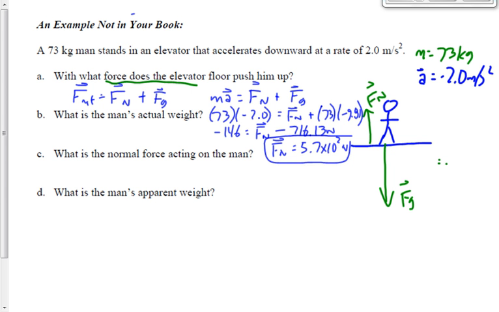The force of gravity we just found was 716. The normal force we just found was 570. The normal force was smaller. Should it have been smaller? Yeah, we established that when we drew our free body diagram that it should have been smaller because we're accelerating downward. When you accelerate downward, you guys have all experienced this before too, whether it's in an elevator or a drop ride at an amusement park, where you feel like your stomach goes into your throat, right? Why? Because the normal force acting on you is smaller than the force of gravity. You feel lighter than you really are.